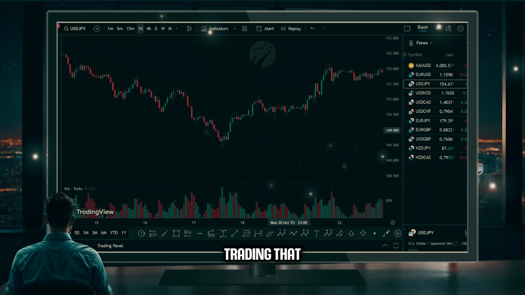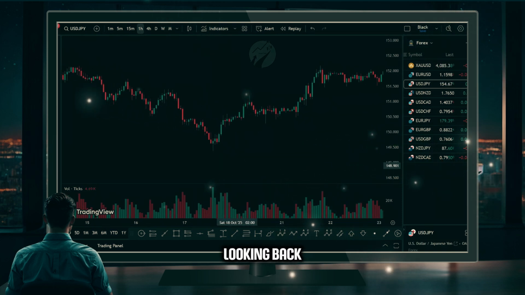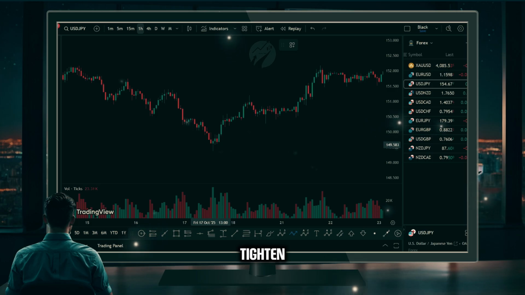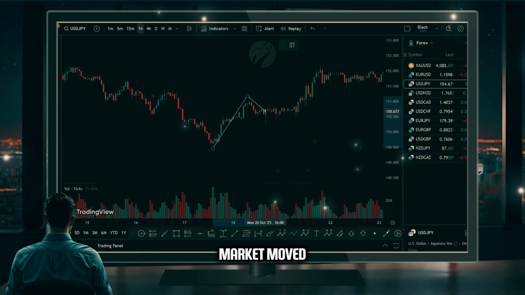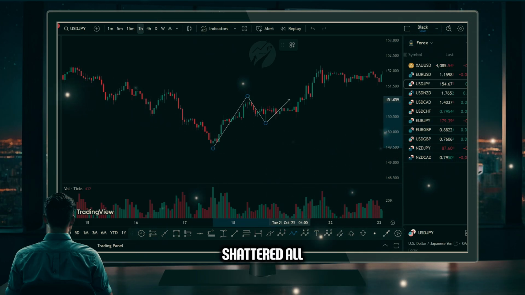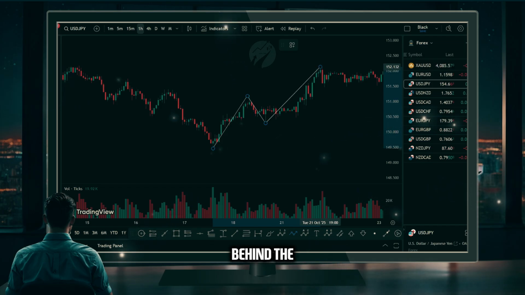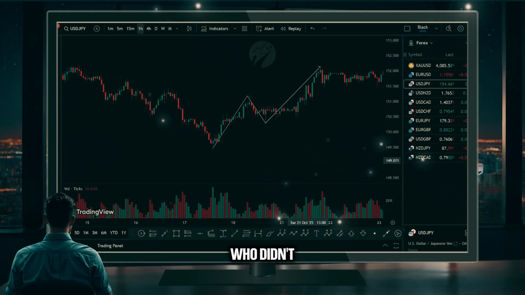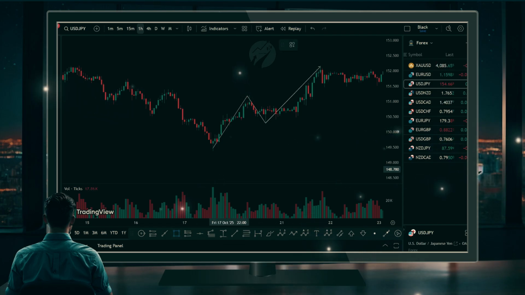There are moments in trading that obsess me so much that just looking back at the chart makes my heart tighten. Those are the times when the market moved too fast, shattered all my predictions, and left behind the helpless feeling of a trader who didn't understand what he should have known.